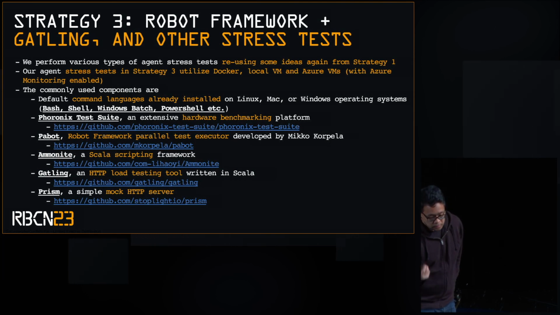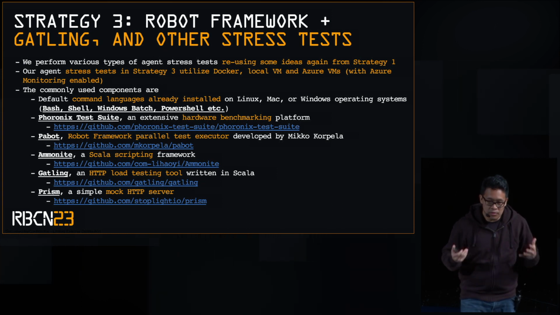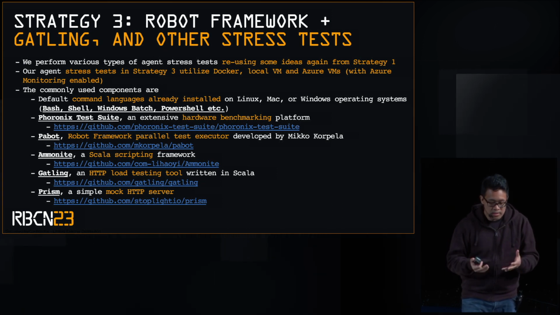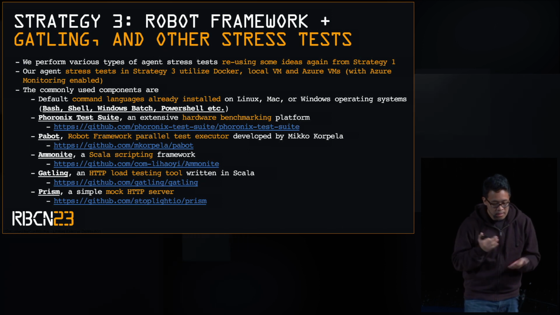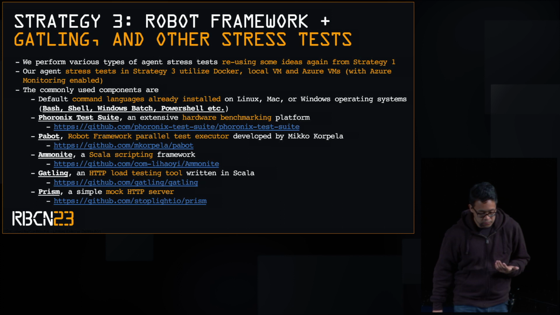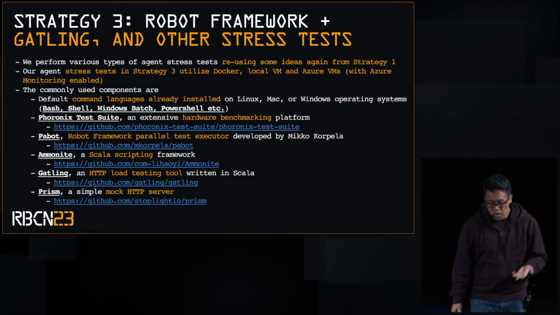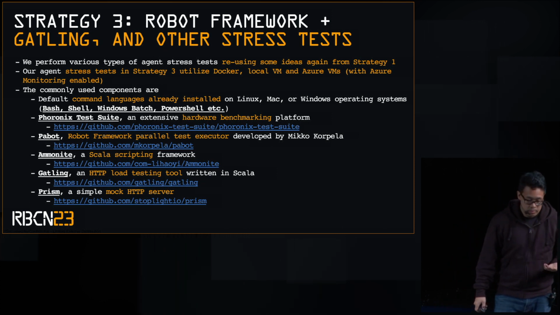So strategy 3: we want to push your agent as far as you can, building up until something like a progressive punishing test with Gatling and other stress tests. I prefer Scala for this kind of stuff. We perform these types of tests using Docker containers, local VMs, and Azure VMs.